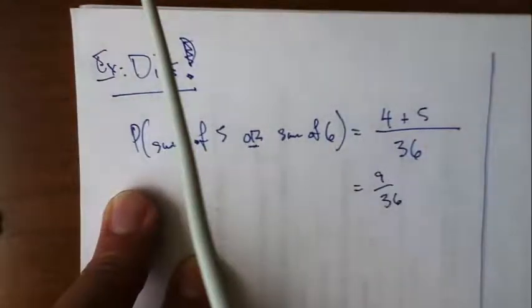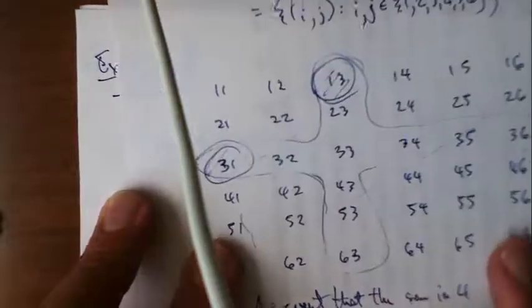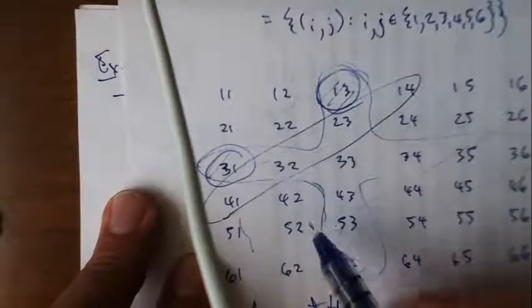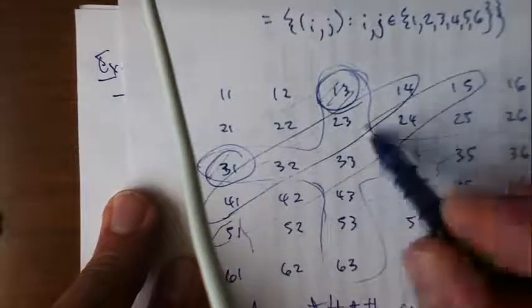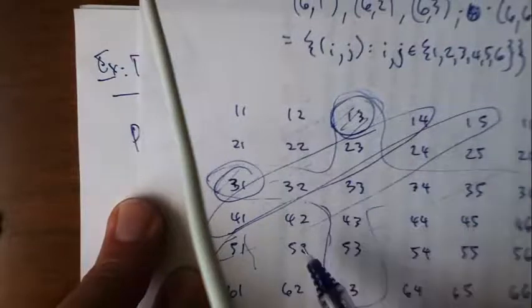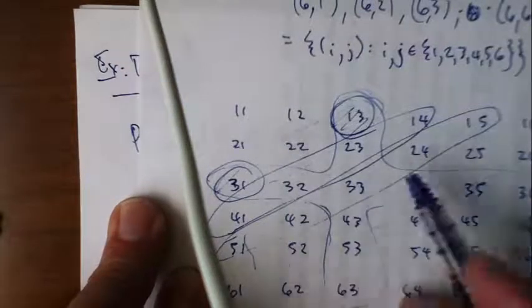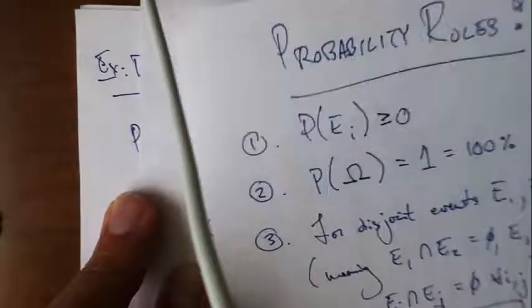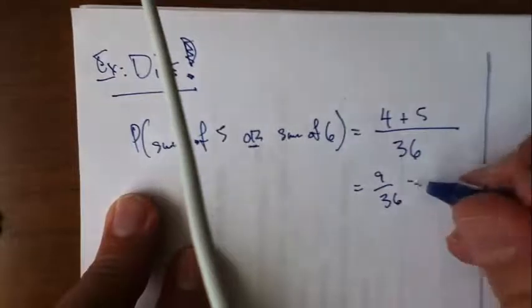So I did that by counting ways to satisfy those events, right? Counted 4 there plus these 5 there from that diagram. Here are my sums of 5, here are my sums of 6. So 4 sums of 5 plus 5 sums of 6 is 9 sums, 9 out of 36. So that's 25%. Okay?